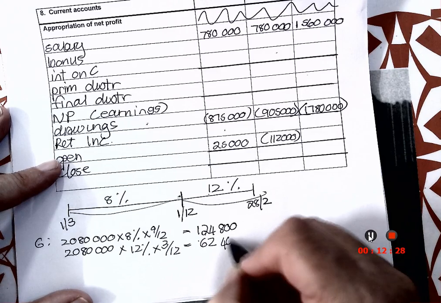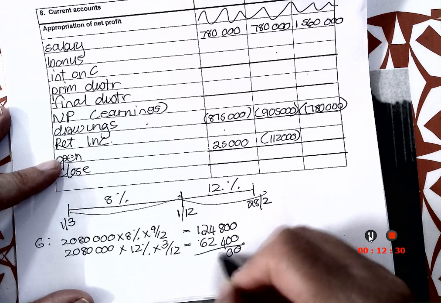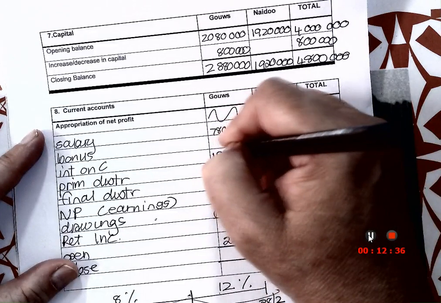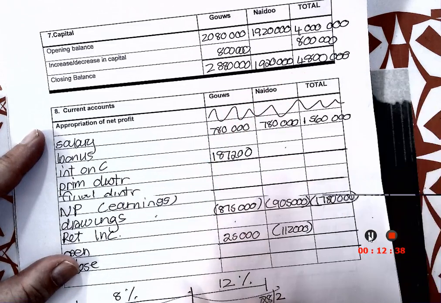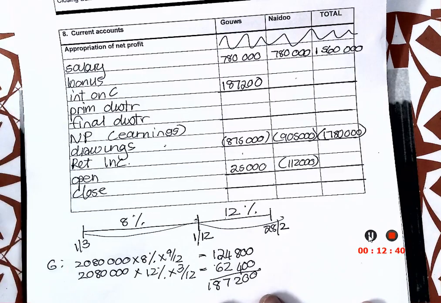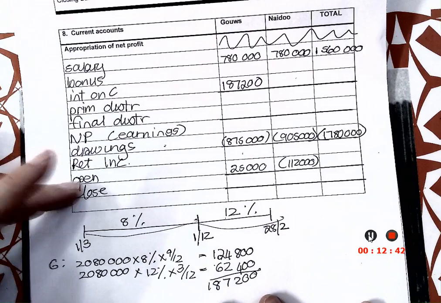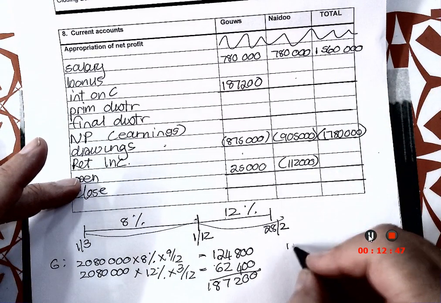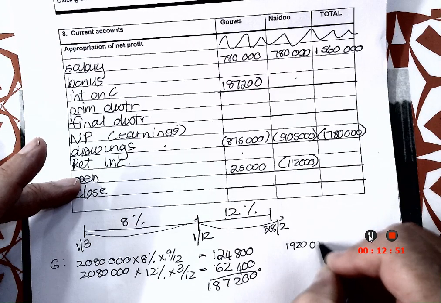62,400. So the total gives me 187,200. Now I'm going to do exactly the same for Naidu, but now I'm going to use his opening balance of 1920. I'm not going to write out everything again.